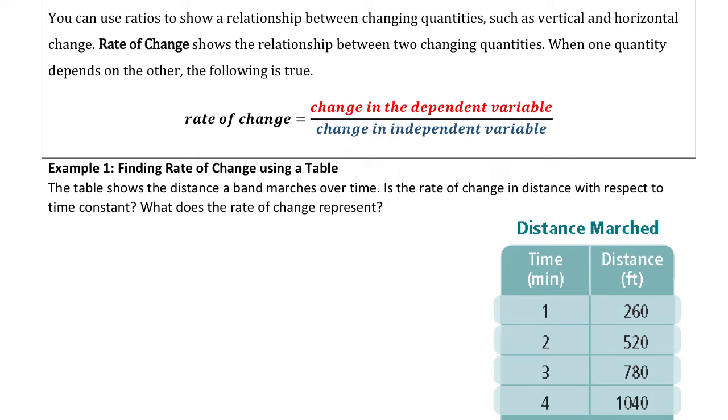So you can use ratios to show a relationship between changing quantities. That means quantities that change. Time is a really popular one. So vertical and horizontal change is what we're going to specifically look at. The rate of change of something shows the relationship between the two changing quantities. Your miles per hour shows how your miles are changing as time is changing. So when one quantity depends on the other, this is true. The rate of change is the change in the dependent variable over the change in the independent variable.